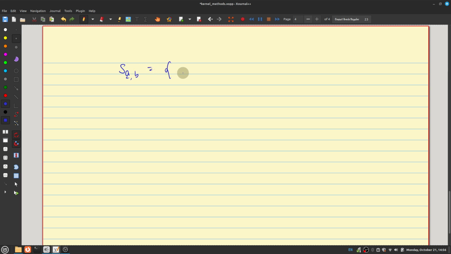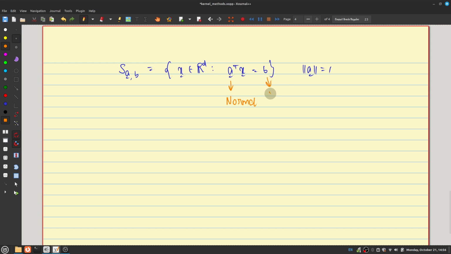A,B is the set of all X such that A transpose X equals B. We'll assume that norm A equal to 1 and B is some arbitrary number. So this is the normal, and this is what I'll call the shift.